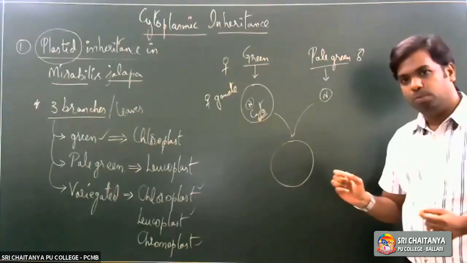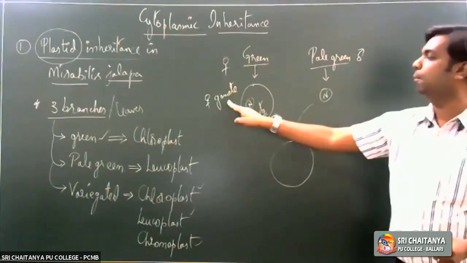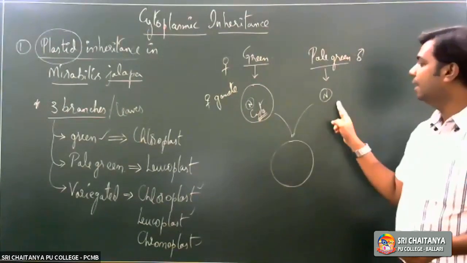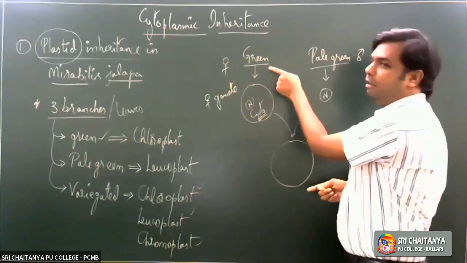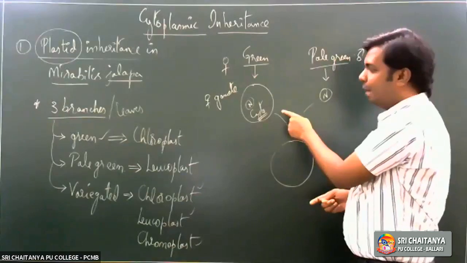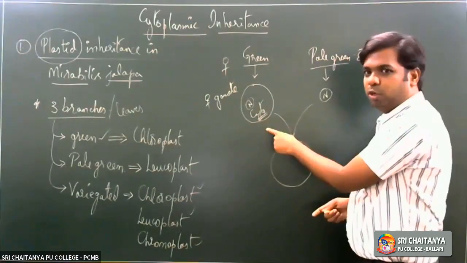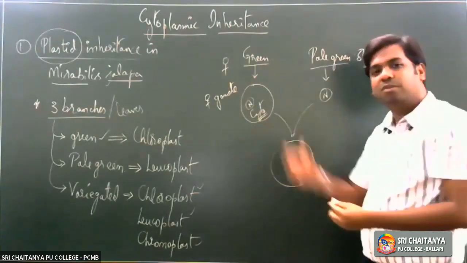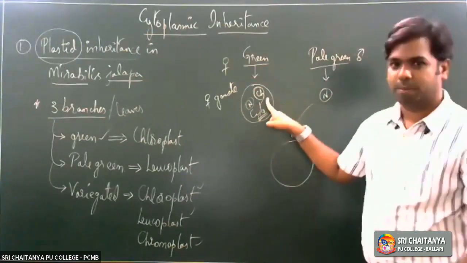Now, as I told you, during fertilization, the female gamete contributes the nucleus as well as the cytoplasm, whereas the male gamete contributes only the nucleus. When a green colored female plant having green leaves forms a gamete, it contributes the nucleus, and at the same time the cytoplasm also. Now, what is present in the cytoplasm? Which type of plastid is present in the cytoplasm? They have the plastid called chloroplast in their cytoplasm.